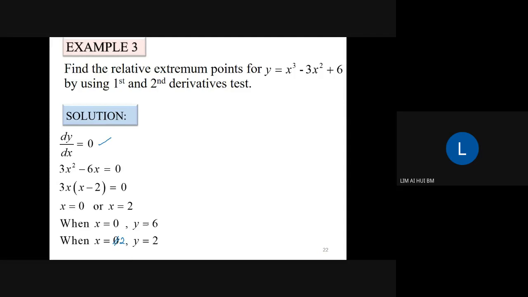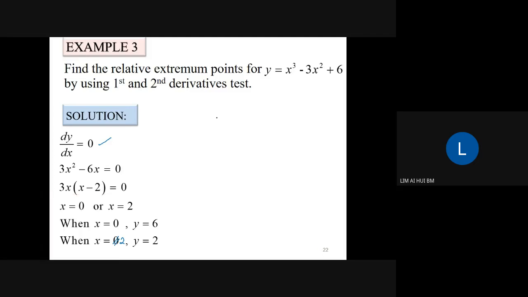When x equals 0, y equals 6. When x equals 2, y equals 2. Okay, you find the corresponding y values. Meaning that the extremum points happen when x equals 0 and x equals 2. So to use the first derivative test, I will check the first point first. Let's check the first point, which is x equals 0. Because we have two extremum points, we will check point by point, one by one.